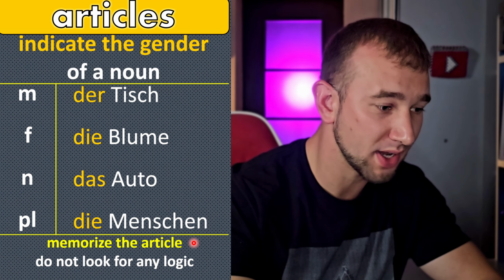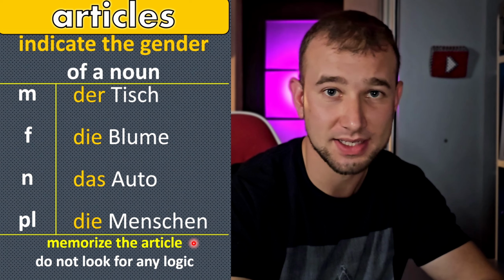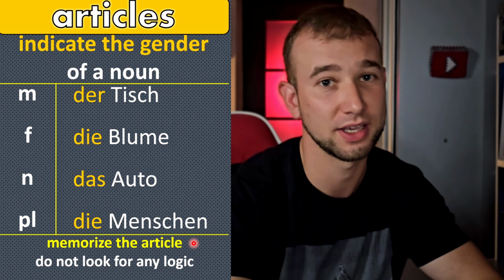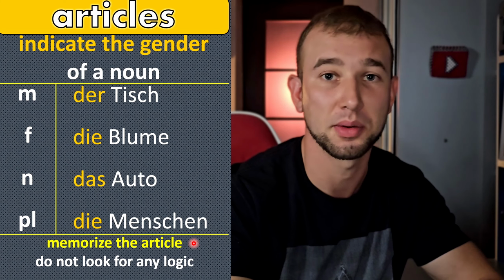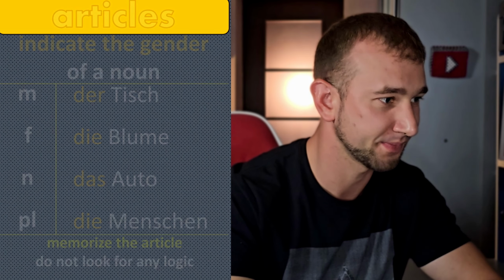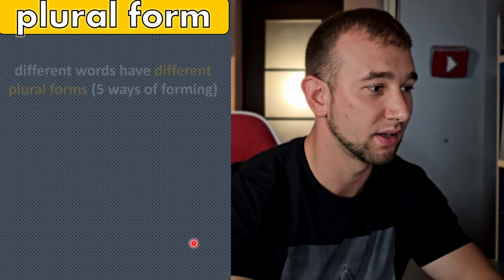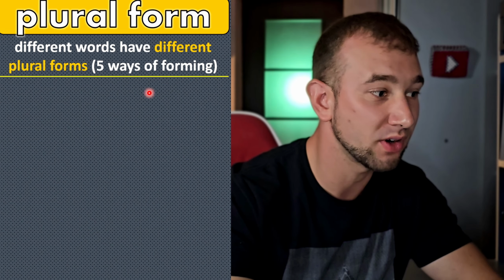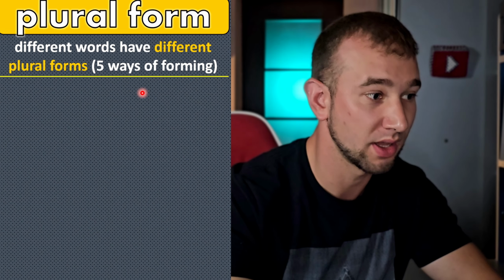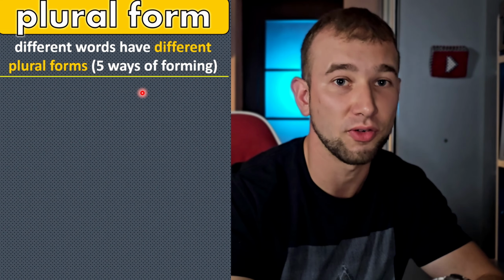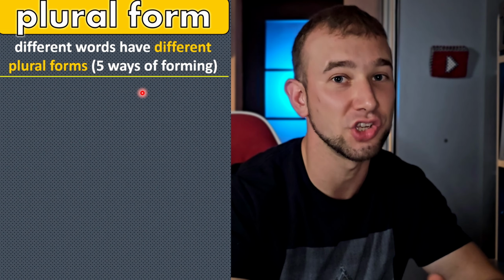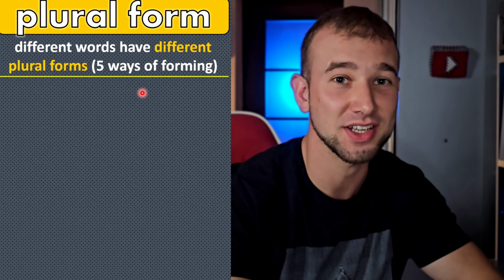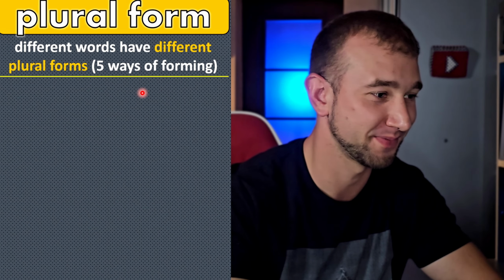Just memorize the article, and as a beginner, you shouldn't look for any logic here. Just learn the article by heart. Because different words have different plural forms. There are 5 ways of forming plural form in German language. So don't try to guess, just learn the article by heart.